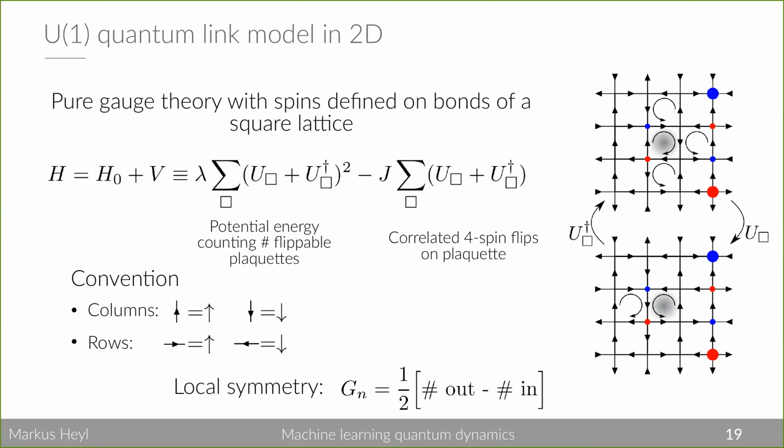Now, as I said, and as you might know, this U1 quantum link model is a lattice gauge theory, and it has a local symmetry with generators, G_n, which in the end measure just the number of outgoing minus the number of inflowing arrows that you have here. So when you consider this vertex, say, the number of inflowing arrows is 2, and the number of outflowing arrows is also 2. But as you see here, I will also consider, for a reason I will explain later on, other cases where there are more arrows inflowing than outflowing.